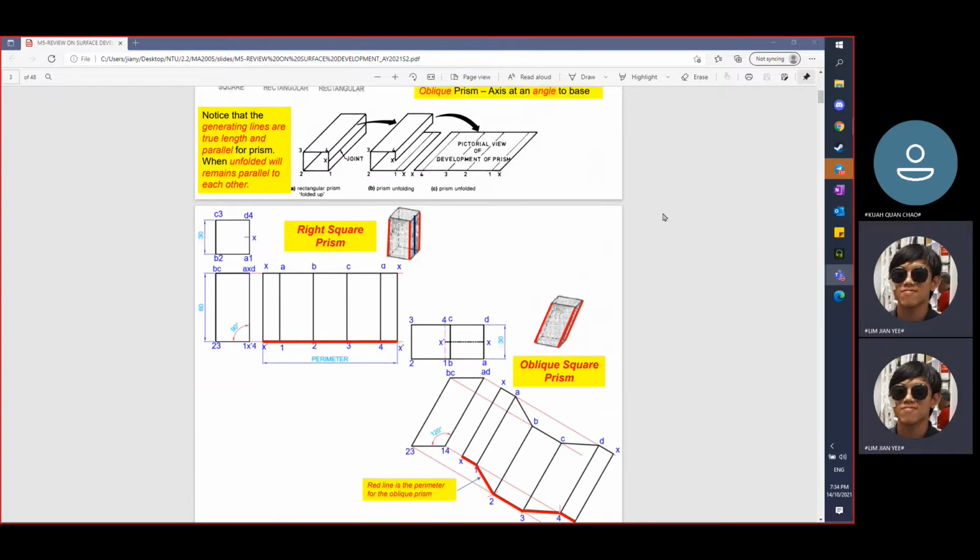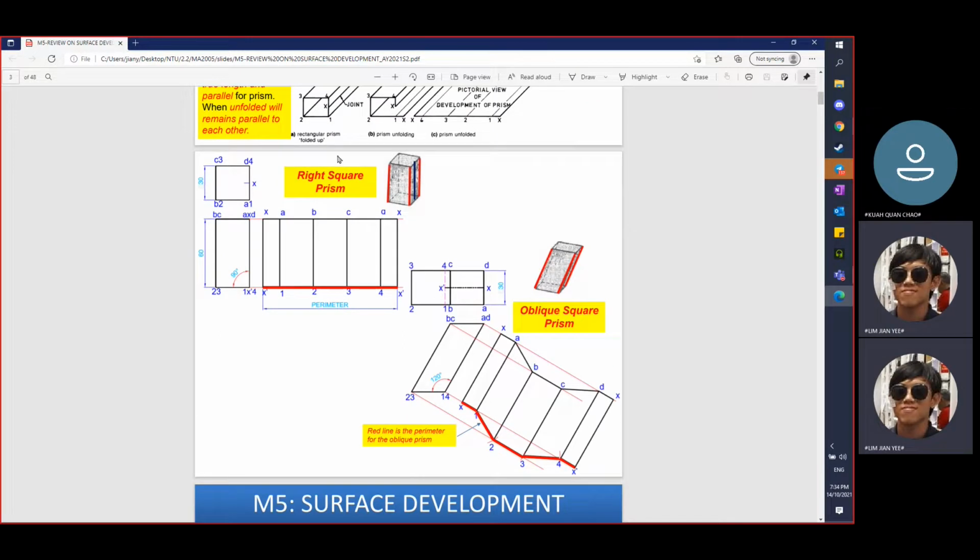So you can see here for a right angle prism, just different faces. For an oblique square prism, some surfaces, as you can see, are diamond shapes, and some surfaces are squares. For example, this surface behind here. So you form it into a shape sort of like this.